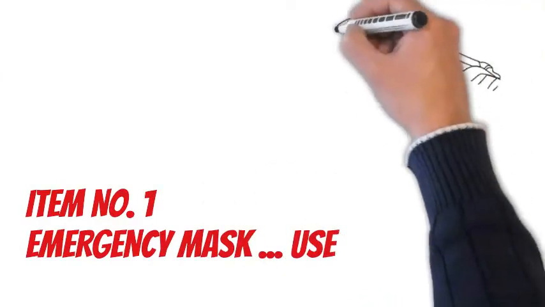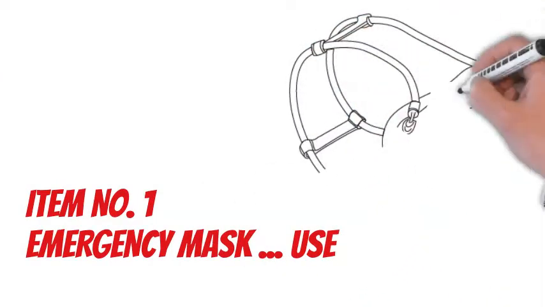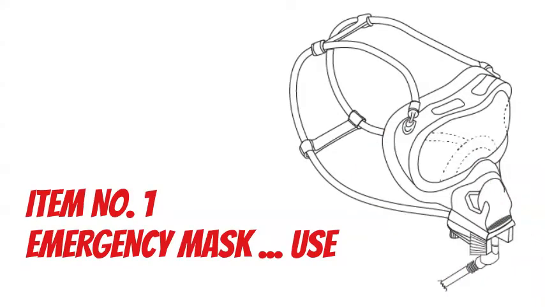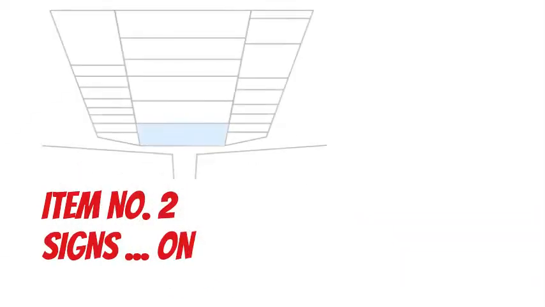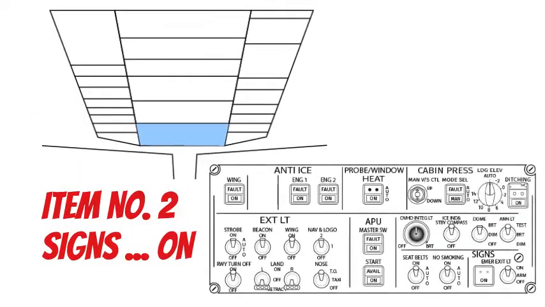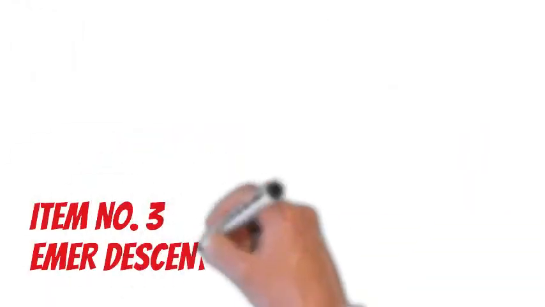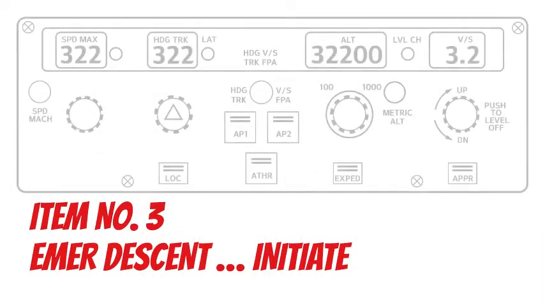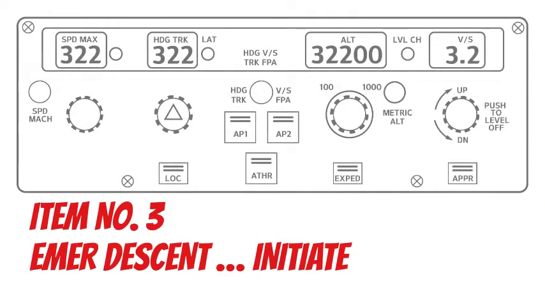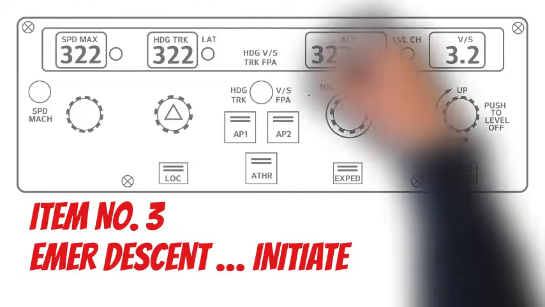Item number 1. Crew oxygen mask use. As both pilots are wearing oxygen masks, they have to establish communication between them. Item number 2. Signs on. Done by pilot monitoring and checked by pilot flying. Item number 3. Emergency descent, initiate, means to perform the immediate action, the first step. Done by pilot flying and checked by pilot monitoring.